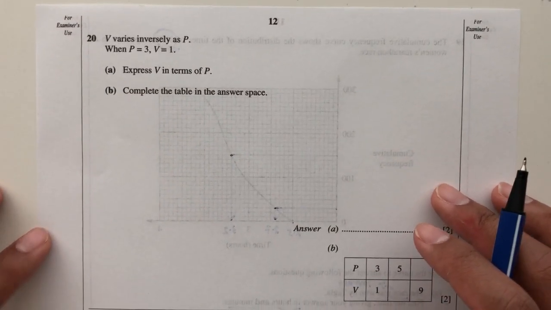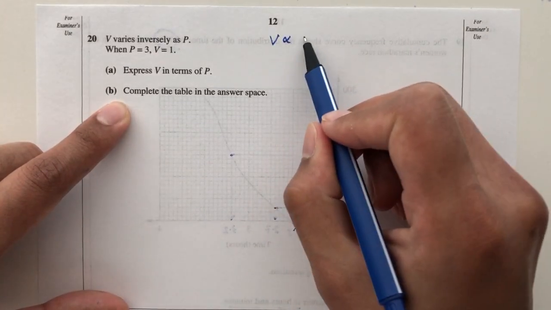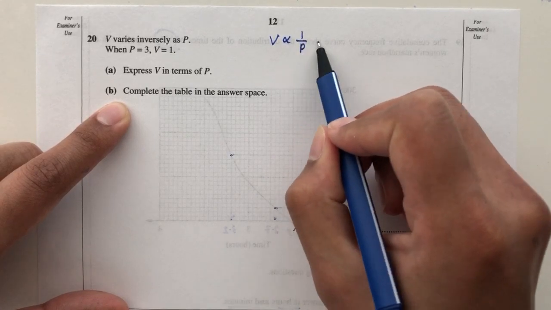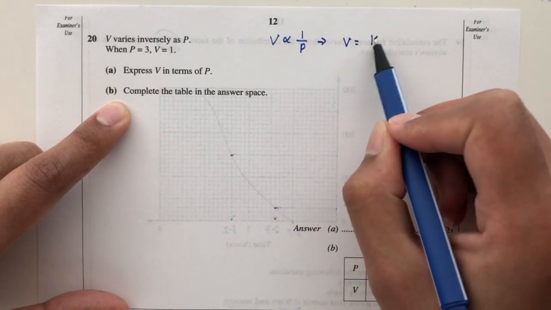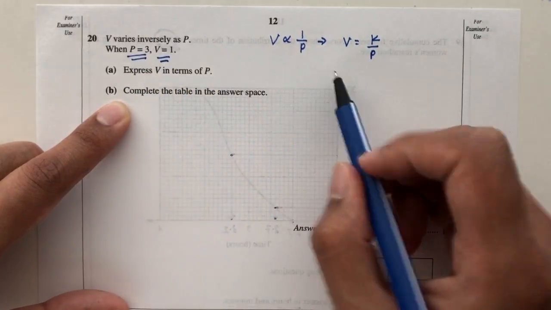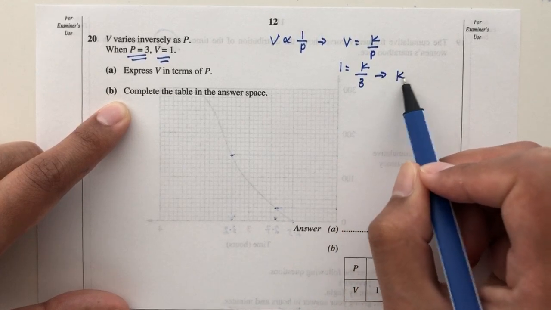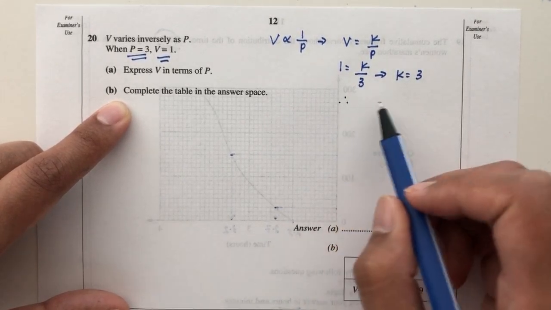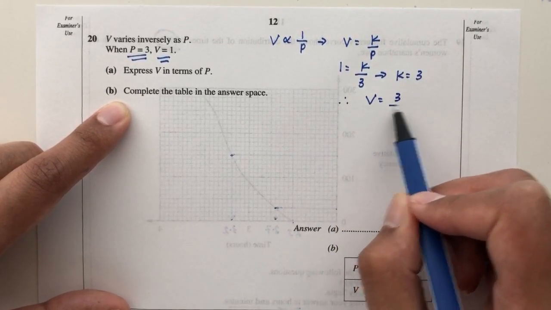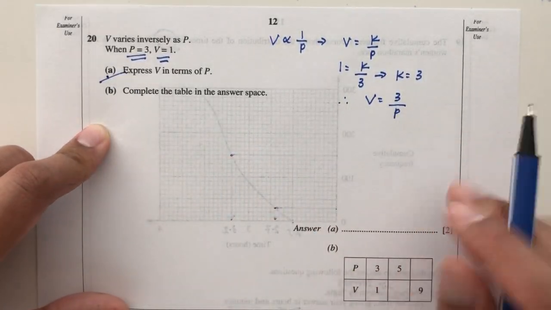Now let's move on to question number 20. We have here P varies inversely as P, so 1 over P, which gives us V equal to K over P. Now when P equals 3, V equals 1, so K equals 3. So from this we have V equal to 3 over P. That's your first answer here. Express V in terms of P, you have this here.